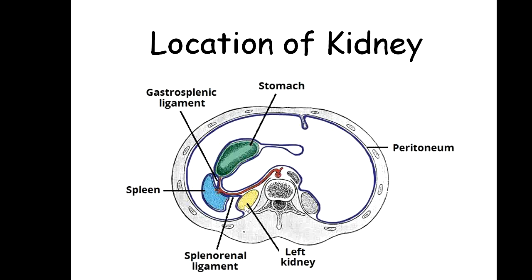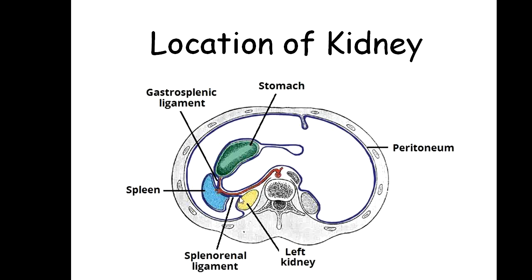So this kidney is highly protected. This position is called the retroperitoneal position. Retro means backside, and peritoneal means from the peritoneum. You can see this is the spleen, and this is the kidney, and this junction is called the splenorenal ligament.